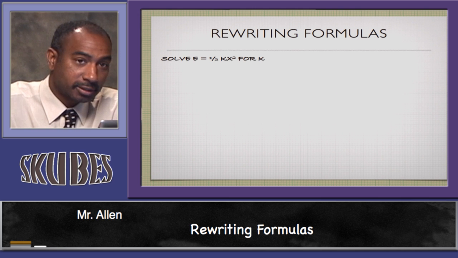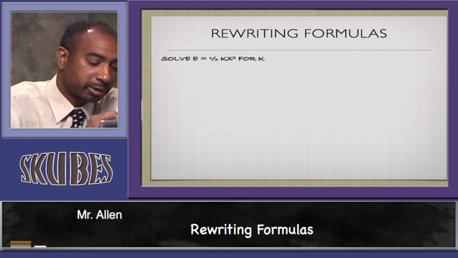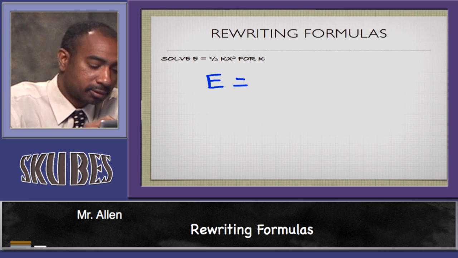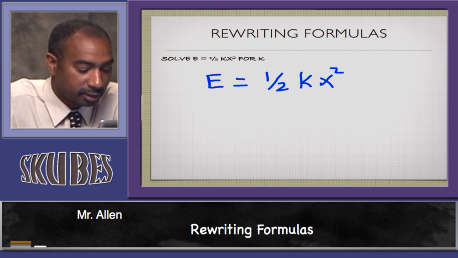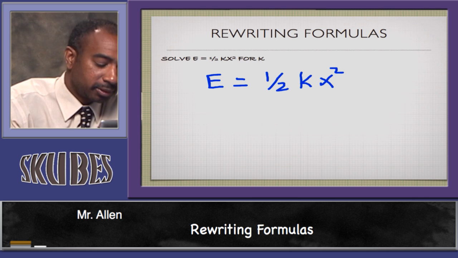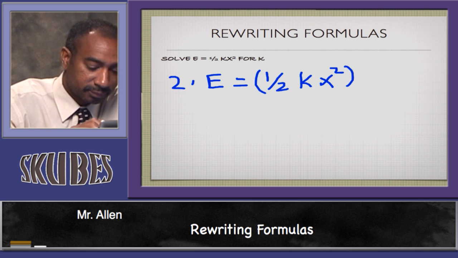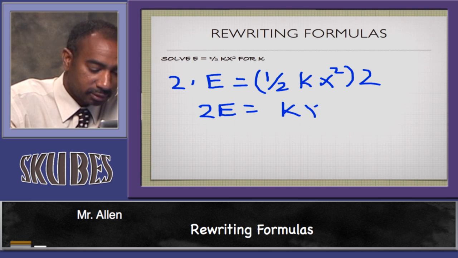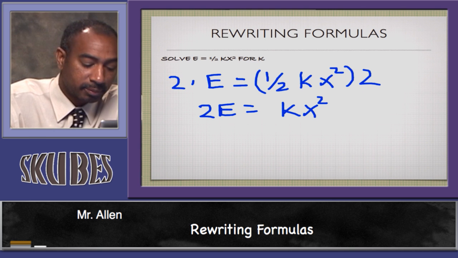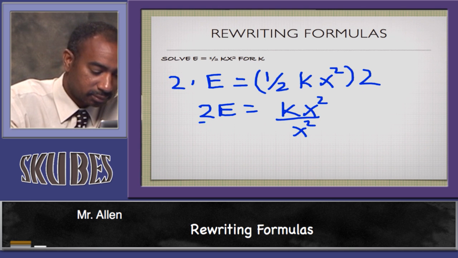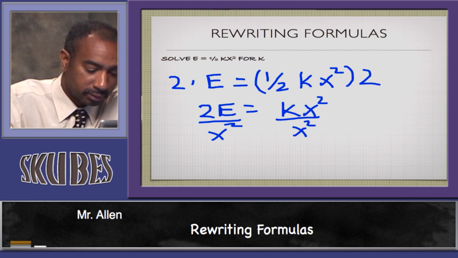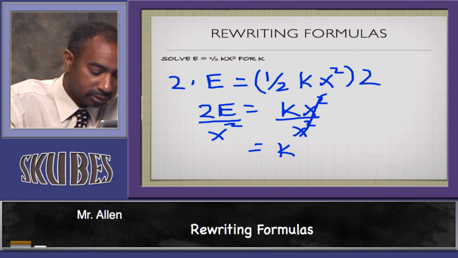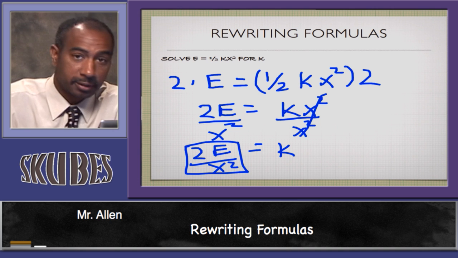All right, if I were to solve for k, this has to do with the physics of a spring. So E equals 1/2 k x squared. If I solve for that constant k, again, I will multiply both sides by 2 because I want to get rid of the 1/2. So I get 2E equals k x squared. I'm solving for k, so I'm going to divide both sides by x squared. So k is going to equal 2E over x squared. This concludes our lesson for today.